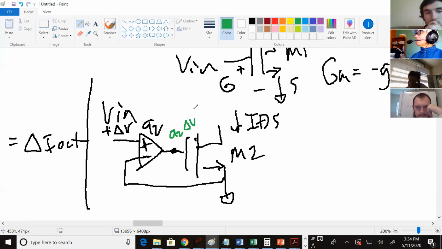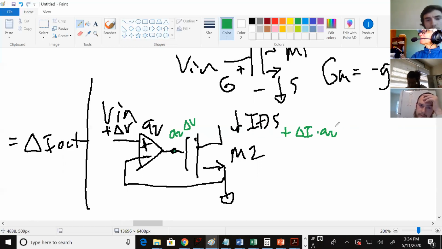And if you're in that nice linear region, then if this moves AV times as much, how much does the current change? So your VGS changes AV times as much. So how much do you think your current changes? AV delta V GM? Yes, exactly. And that's just AV times as much current.